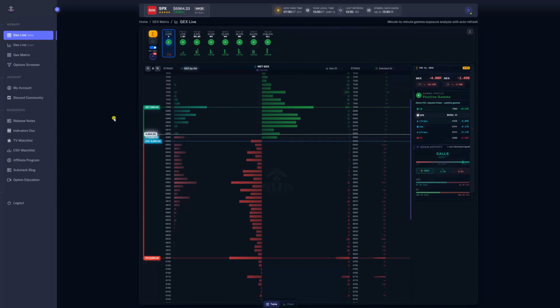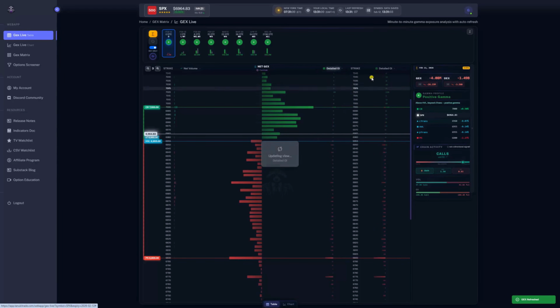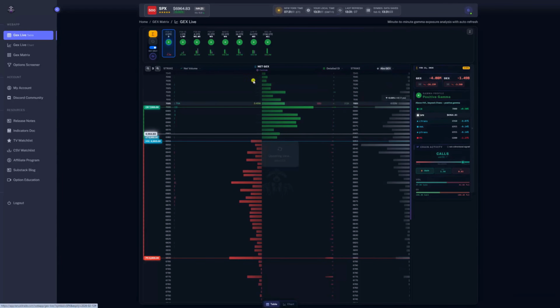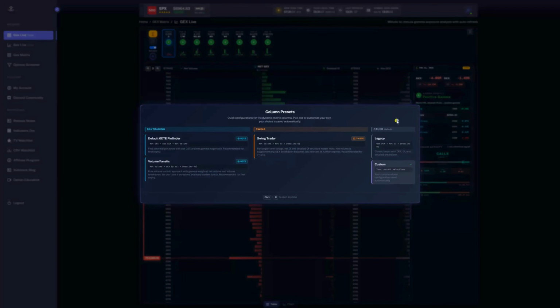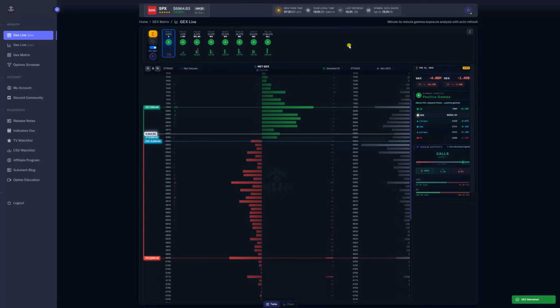So for example, if I were a 0DT trader, which I am not, I would use the net volume as the first column. The net GEX cannot be changed. And here I would want to see the net OI or detailed OI. And here, for example, the absolute GEX for this expiration. But it really depends on the trader. We don't want to force any settings to any type of trader. That's why it's customizable. And you also have these column presets where you can choose from.